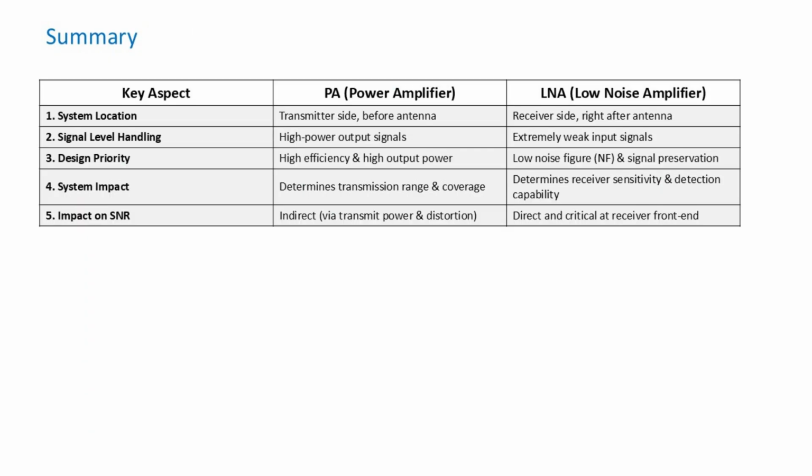To summarize these 5 key aspects, PA and LNA play completely opposite but complementary roles in an RF system. The PA operates on the transmitter side, handling high-power signals, focusing on efficiency, and determining transmission range, while affecting SNR indirectly. In contrast, the LNA works at the receiver front end, dealing with extremely weak signals, focusing on low noise and sensitivity, and directly impacting SNR and detection capability. Together, they define how far we can transmit and how well we can receive in a communication system.